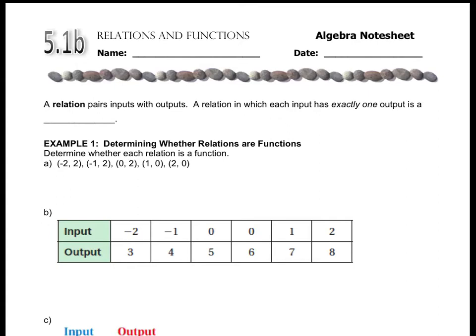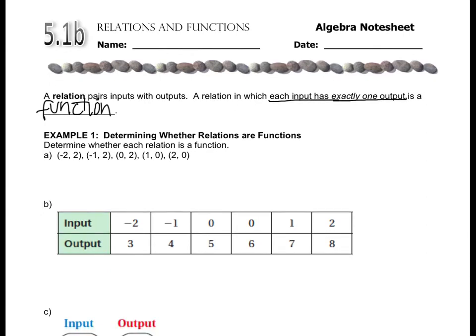A relation is a less specific type of function. A relation just simply pairs inputs with outputs. And a relation in which each input has exactly one output, that's the key important point, exactly one output, is called a function. So in a relation, you can have an input creating more than one output, and you'll see in an example what that looks like. But in a function, it's one input, one output, and that's it. So let's look at some examples and determine whether we're looking at relations or functions.